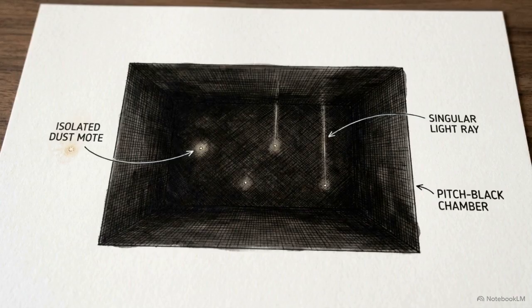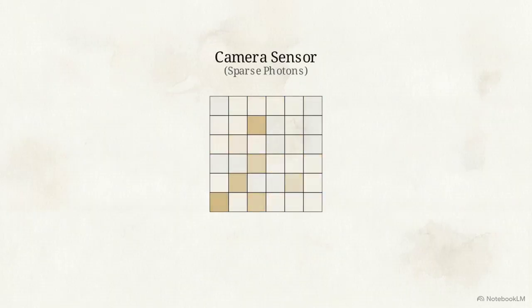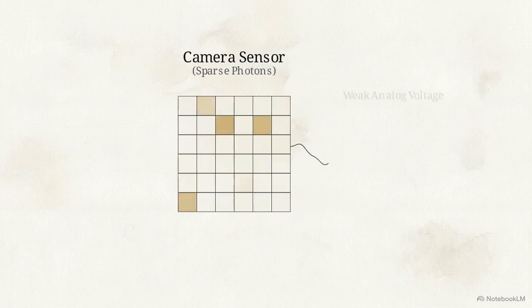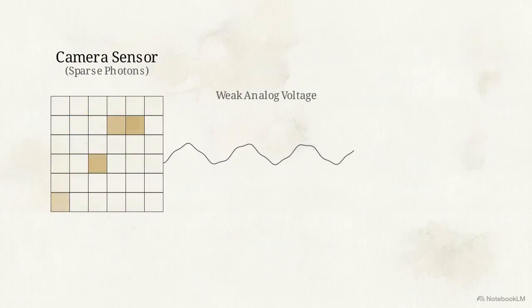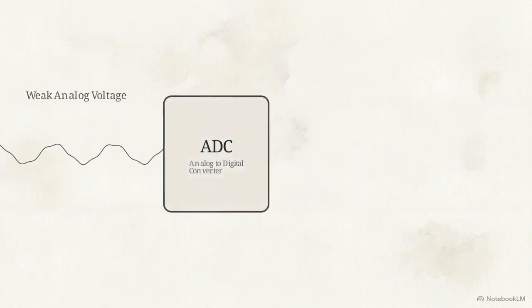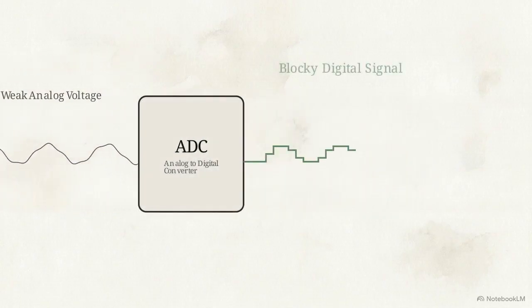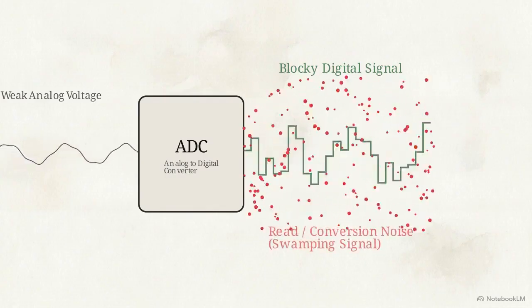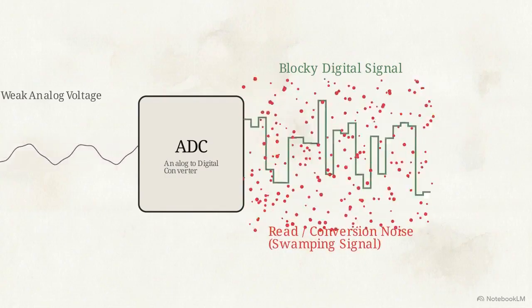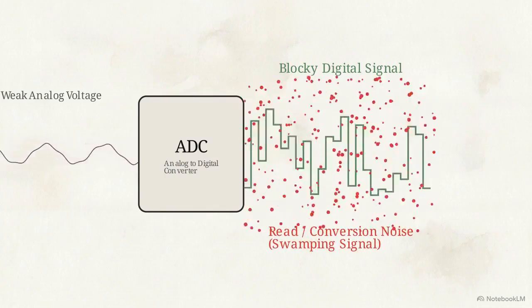In a dark room, photons of light are scarce. They strike the camera's sensor irregularly, creating an inherently random distribution of light. The sensor converts sparse physical photons into a weak, fluctuating analog electrical voltage. This weak voltage must be translated into ones and zeros by the analog-to-digital converter. This component is notoriously noisy, injecting its own layer of chaotic digital static directly into the image data.